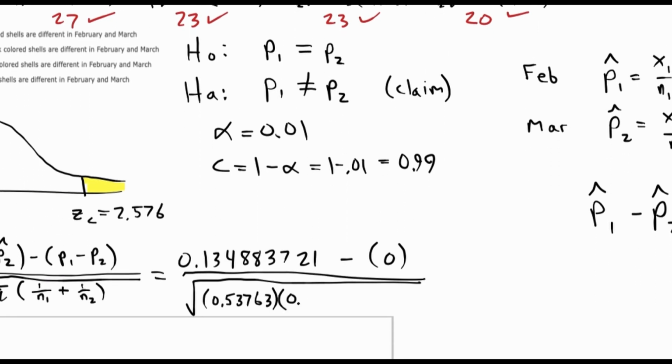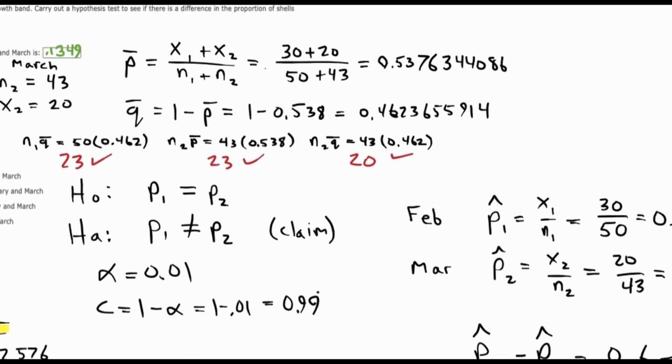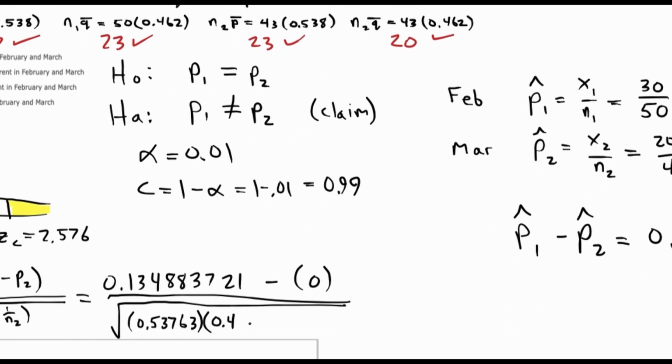Q bar. 46237. Then we'll do 1 over N1 plus 1 over N2. And we'll see what that gives us.